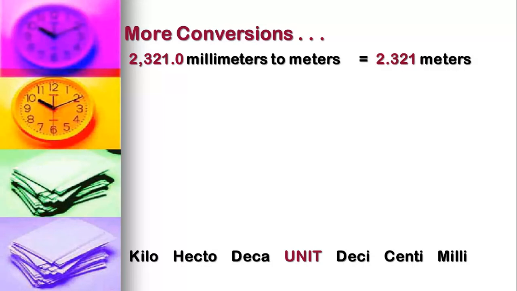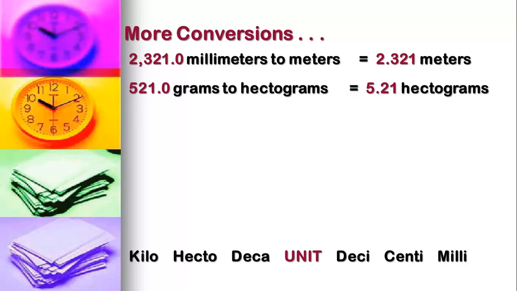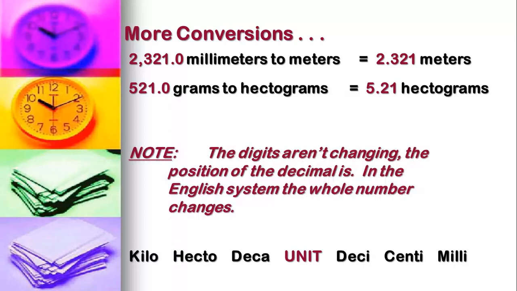For more conversion, ito yung tinitingnan natin. Halimbawa, ito pa din yung gawin as example while you are watching. 2,321 millimeters to meters, and that is 2.321 meters. Recheck nyo ito para at least meron kayong activity. 521 grams to hectograms, we have 5.21 hectograms, and the digits aren't changing. Hindi naman talaga siya magbabago. Yung position lang ng decimal yung magbabago.